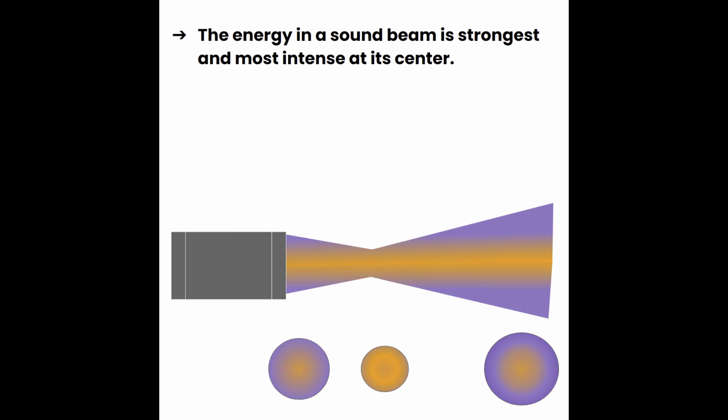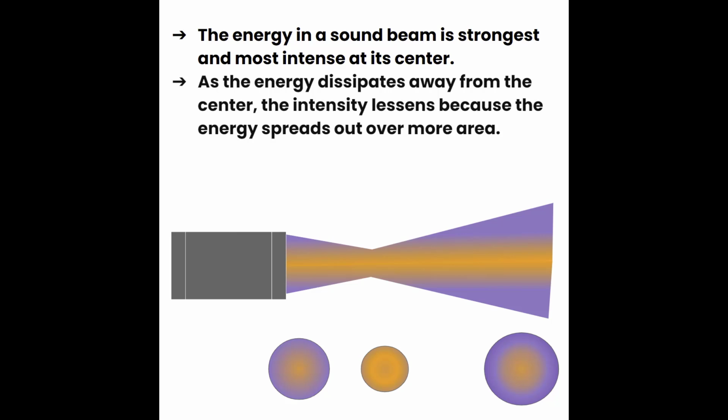If we look in the circle cross sections of the sound beam, we can see that the orange is representing the more intense area, and that is going to be more centered in the beam. We can see then that the purple is representing the weakening or the less intense area of the cross section, and that's going to be more towards the outside as we get further away from the center and start to increase the area that the beam is covering.